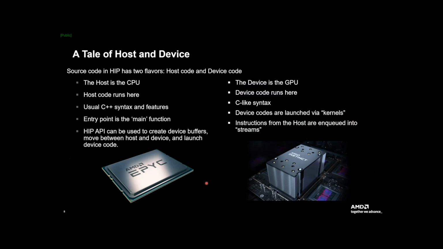code. While the device is the GPU, right? The device code runs on the GPU, and it's C-like syntax, as we'll see later. Device code is launched via kernels, and instructions from the host are enqueued into streams, which we'll mention later, what streams are, and that they enqueue the tasks and they're completed in order, etc.